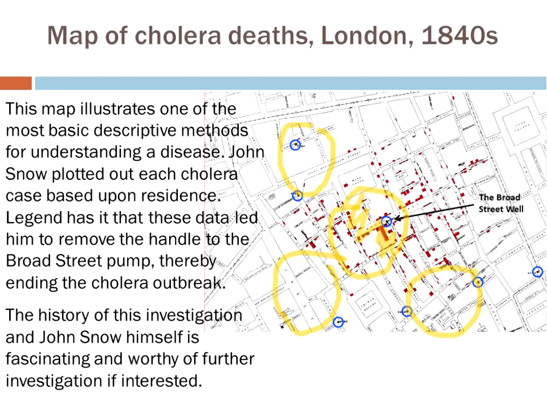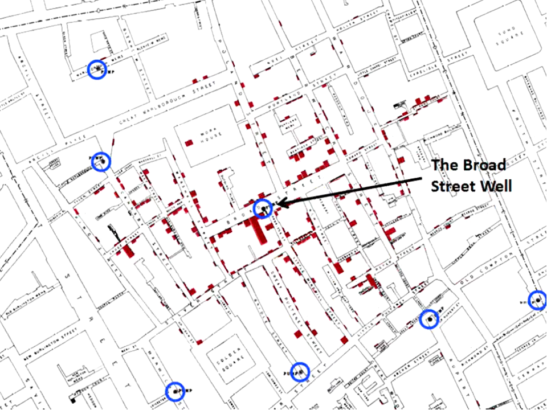And so the way the story goes is he removed the handle on the Broad Street pump, and the outbreaks of cholera decreased significantly. There are some different points of view on whether it would have started to go down anyway, because people were just moving out of the area. But it certainly had a dramatic decrease when you look at the number of cases versus the time in which he removed the Broad Street well handle.